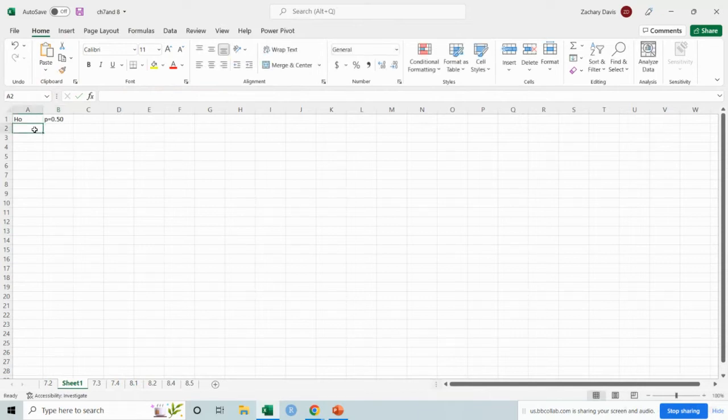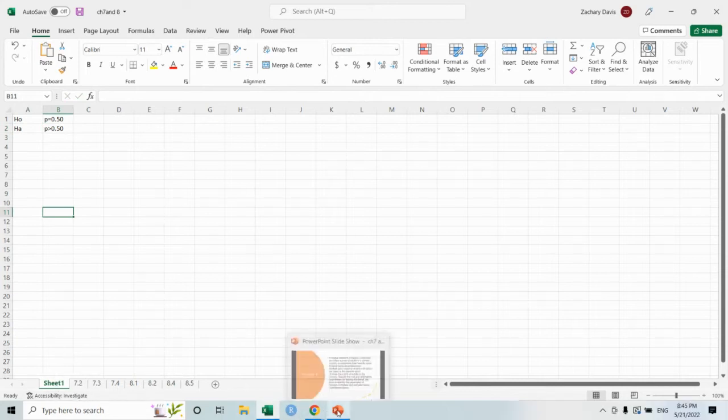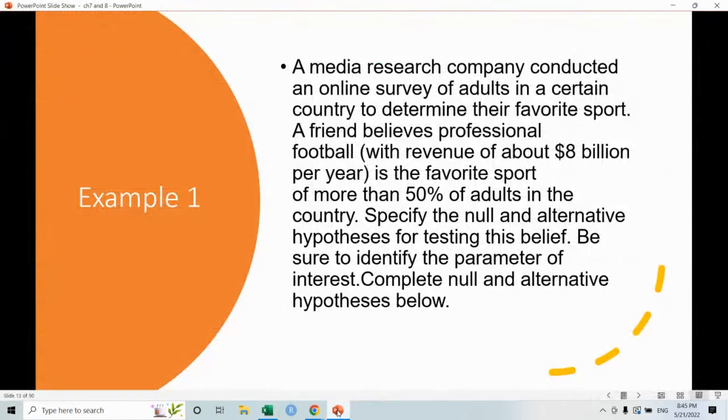The alternative, or HA, would be that the proportion is greater than 50%, which would indicate more people would watch the sport than not. That's how we would set up a very simple hypothesis test. Okay, so that's how we set up the beginnings of a hypothesis test.